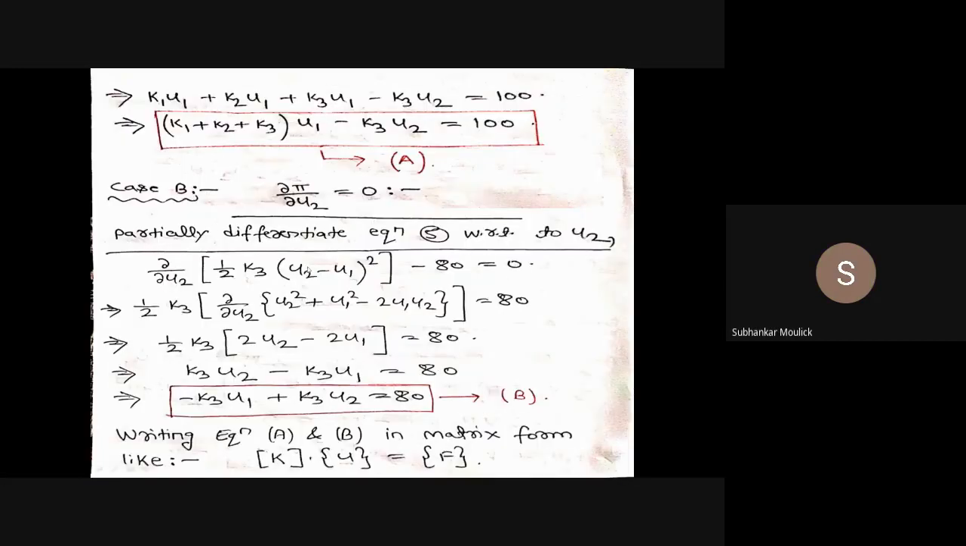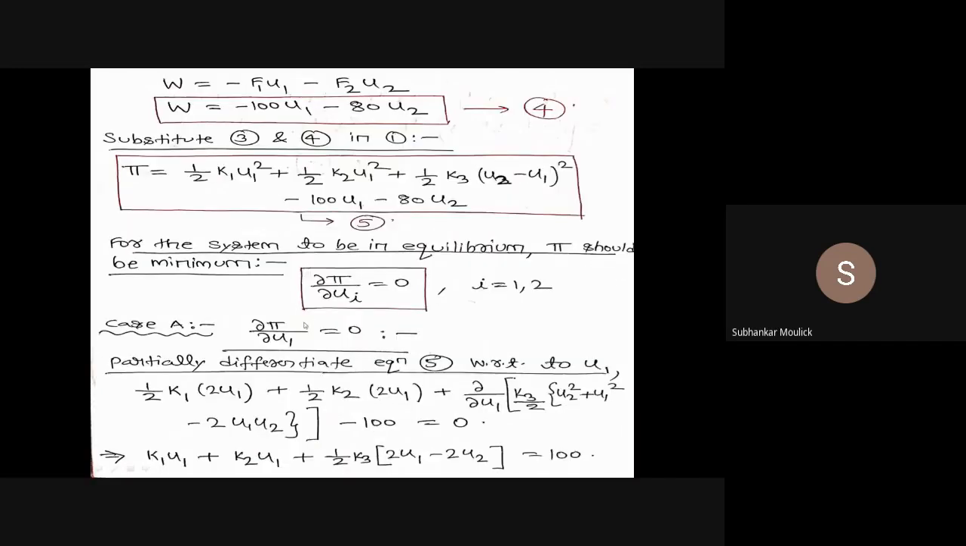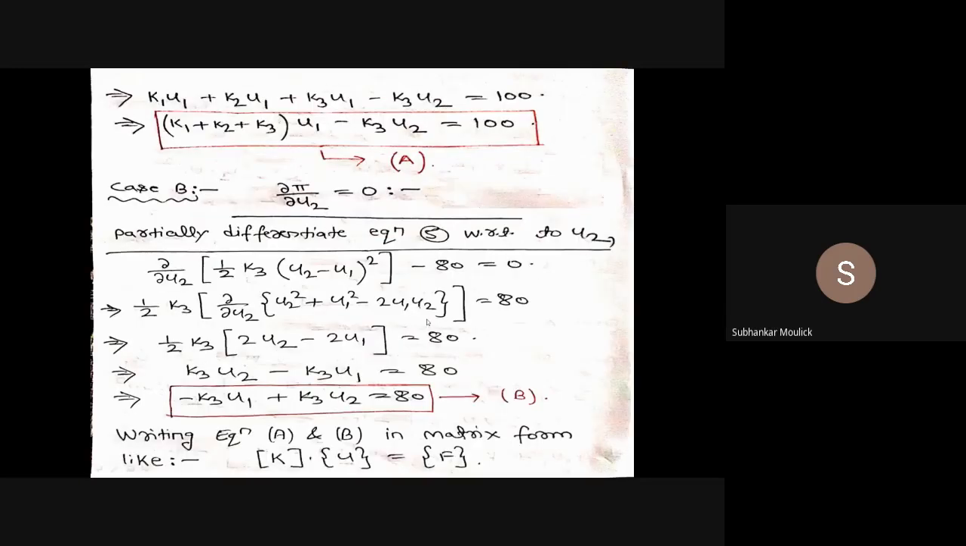Second time, again we will partially differentiate equation number 5 with respect to u2 and equate it equal to 0, so del pi by del u2 equal to 0. If you partially differentiate it, you will get equation number B, that is minus k3 u1 plus k3 u2 equal to 80. I am not showing you the steps because you have done this partial differentiation in mathematics, so you can easily differentiate it. Is it clear, equation number A and equation number B? Any doubt?